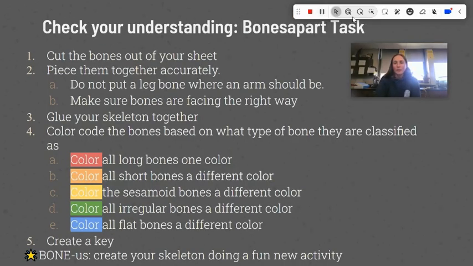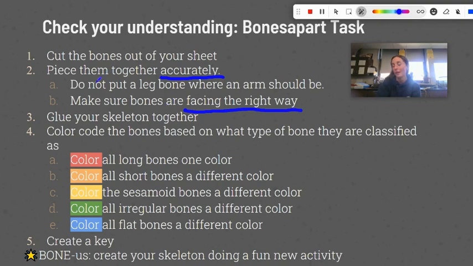All right, the last thing you are doing, we will probably do this tomorrow together. You're going to get a little check your understanding of how we classify bones. So you'll get some bones that you'll cut out of a sheet. You have to piece them together accurately. What I mean by this is do not put a leg bone where the arm should be. Make sure the arm consists of arm bones. Make sure the bones are facing the right way. Do not put a femur sticking out the wrong way. Then it can't connect to that hip really nicely.